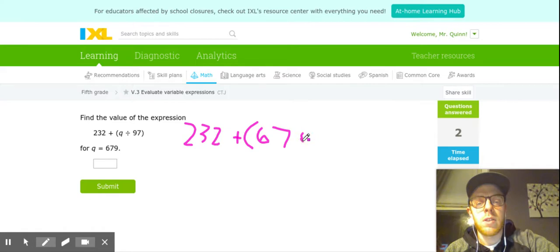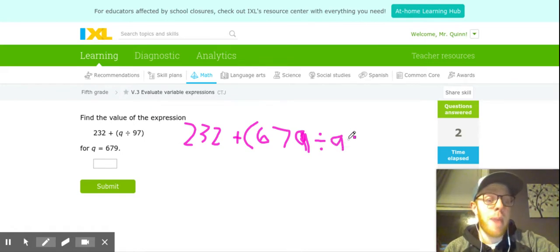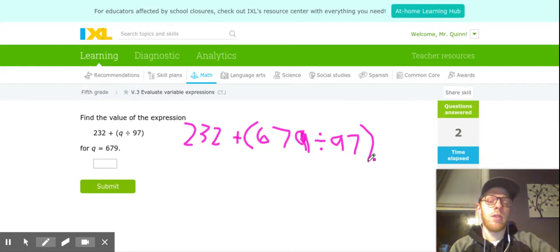A little laggy there. Divided by 97. Now, I'm a math teacher, and off the top of my head, I have no idea what 679 divided by 97 is. So I'm going to take out my calculator, and I'm going to use that resource. I could give you an estimate of what I think it's going to equal, but it's a pretty simple answer. It equals 7.